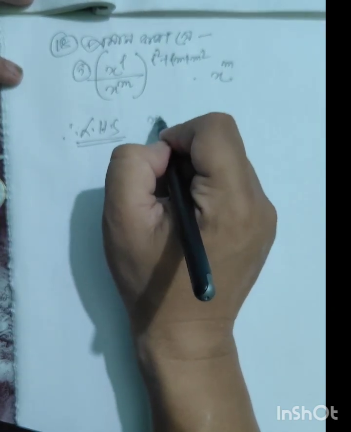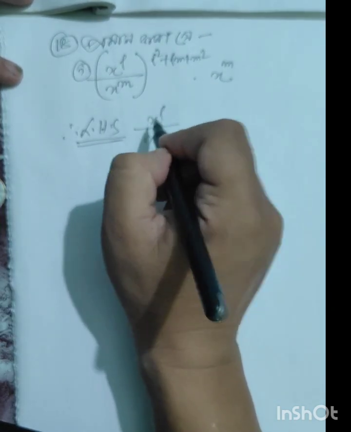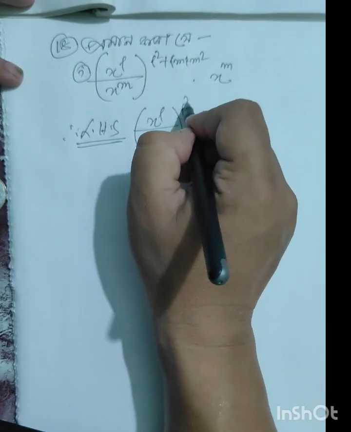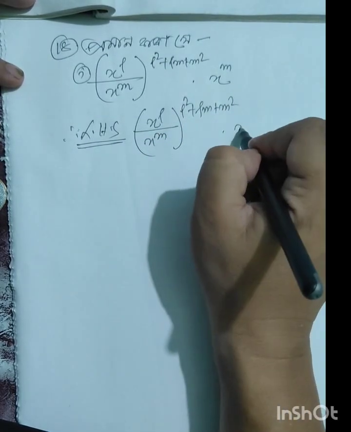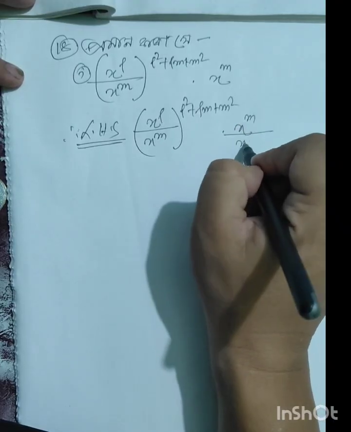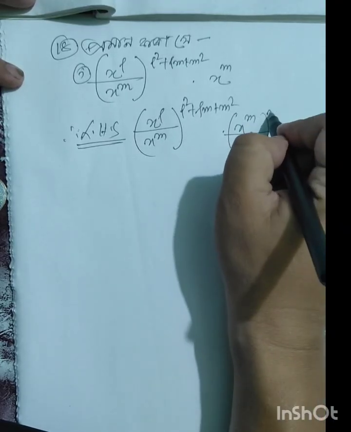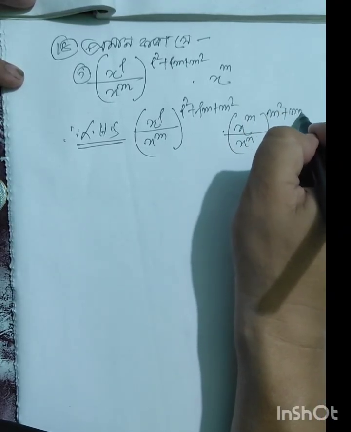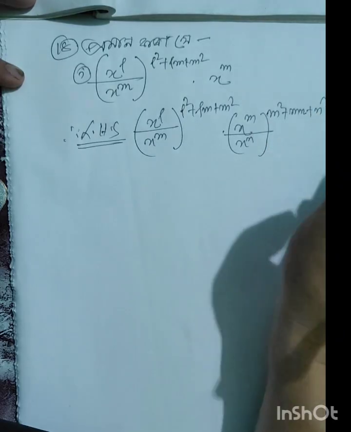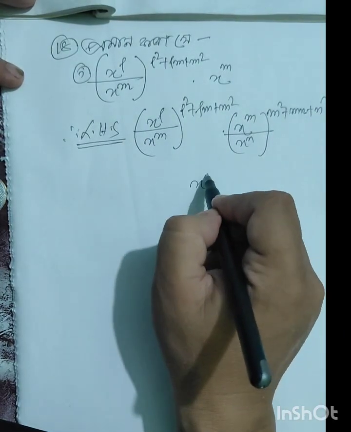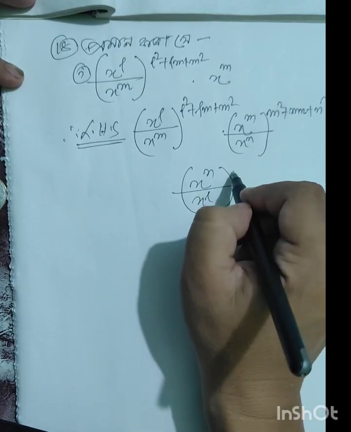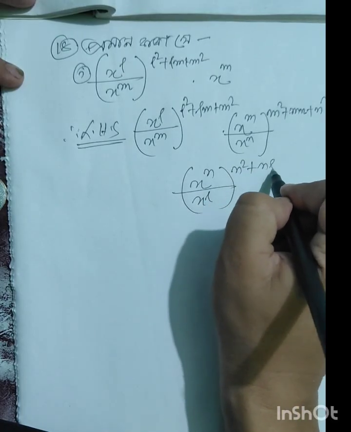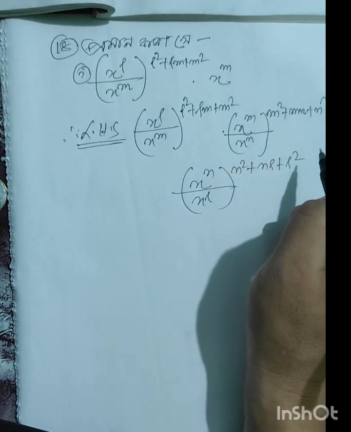The LHS is (x to the power l by x to the power m) whole to the power l square plus lm plus m square. Next (x to the power m by x to the power n) whole to the power m square plus mn plus n square. Next (x to the power n by x to the power l) whole to the power n square plus nl plus l square.